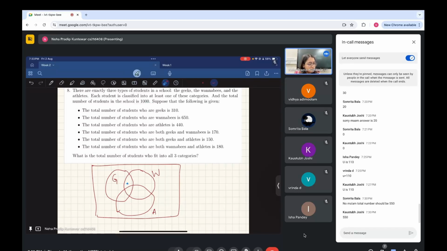So these are the values that you have for all the intersections, and the question we are asking is, what is the total number of students who fit in all three intersections? That is, what is the cardinality of G intersection W intersection A, which is the shaded area here. So this is something that we want to find out, and you can do this using the ideas we saw earlier. So I'll wait for a couple of minutes, and if you have any questions about the problem, or if you have any ideas, then let me know.